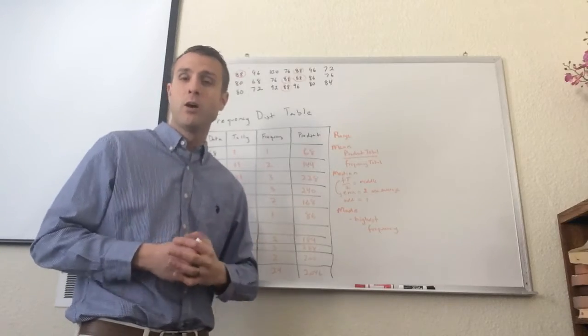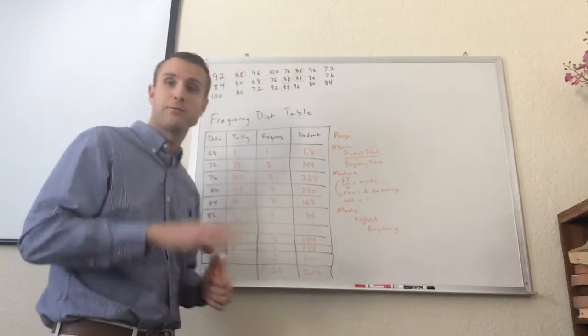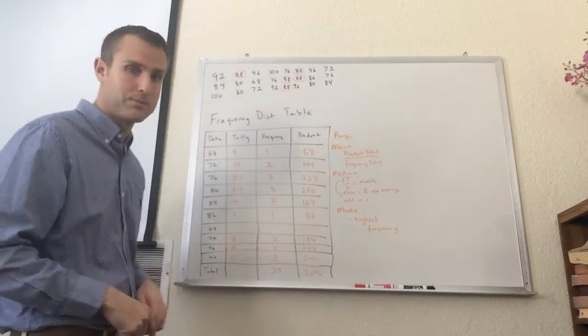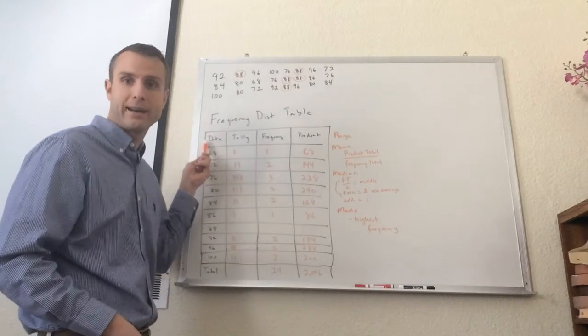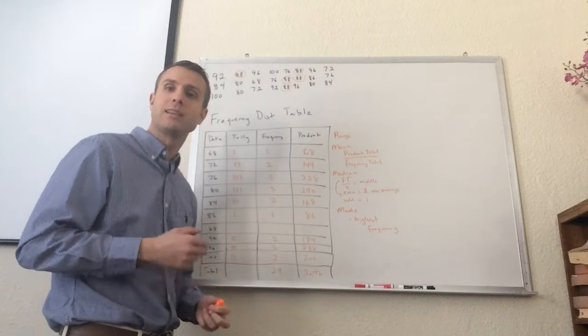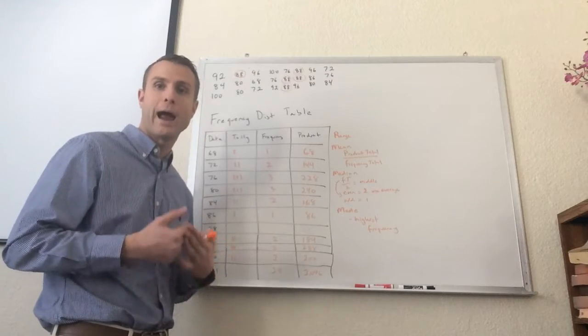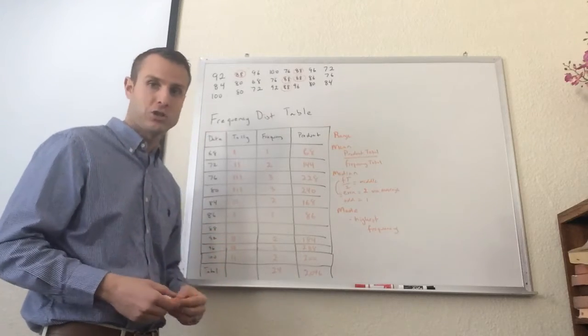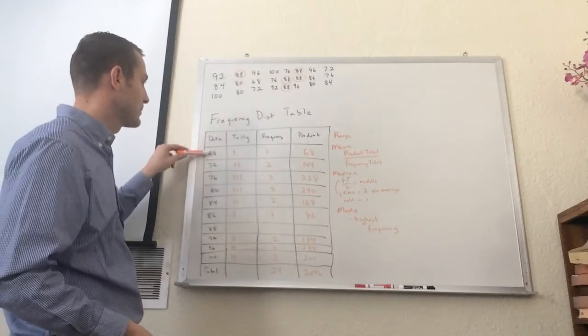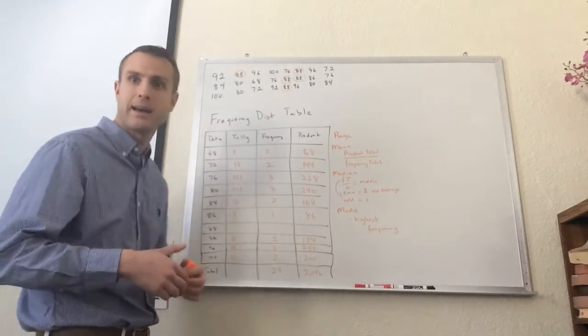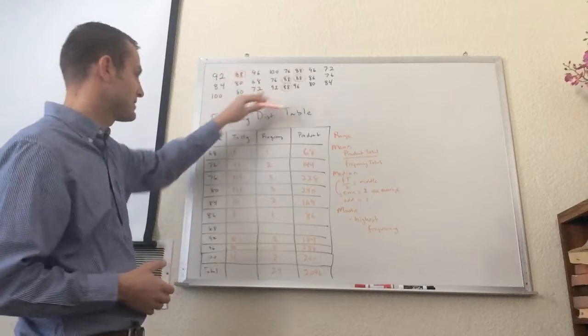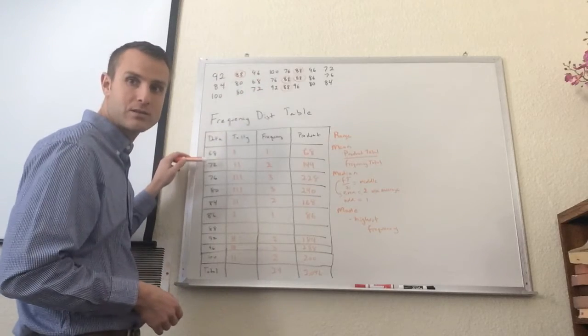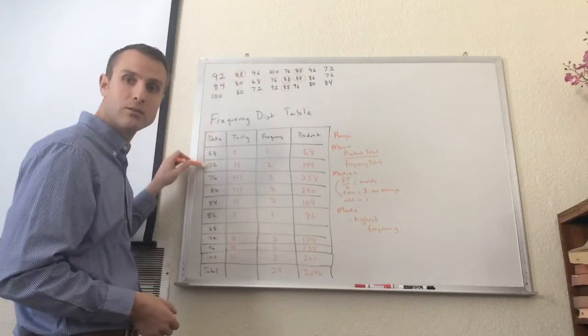So how does this work? Well, you set up the table, and it's going to have four different columns. The first one is your data. All your data is you're going to list all of the numbers that you have, one each. So I have a 68, so I put a 68. I don't have any 69, I don't have any 70, I don't have any 71, so I'm not going to list any of those. The next number I have is a 72.